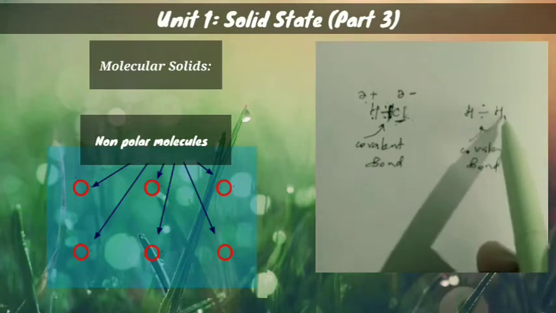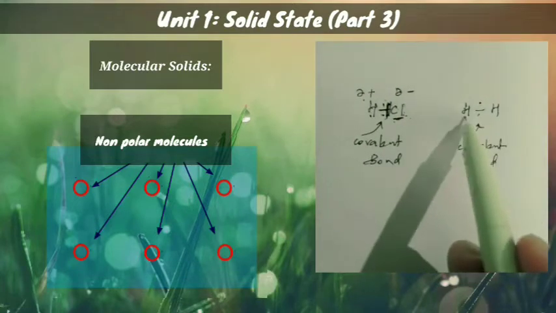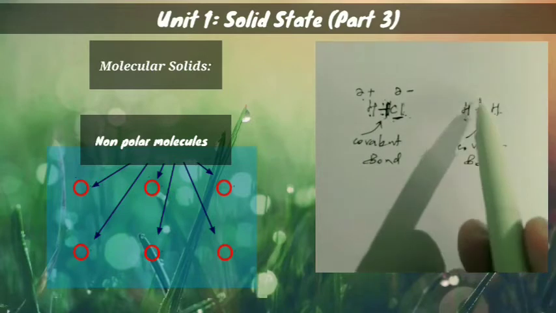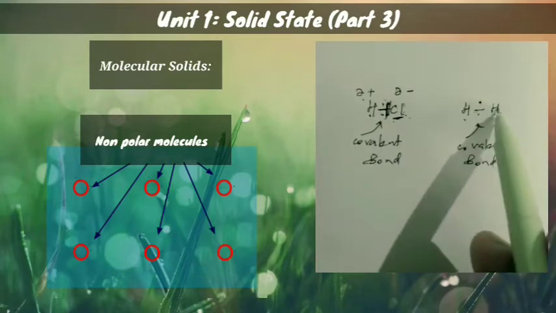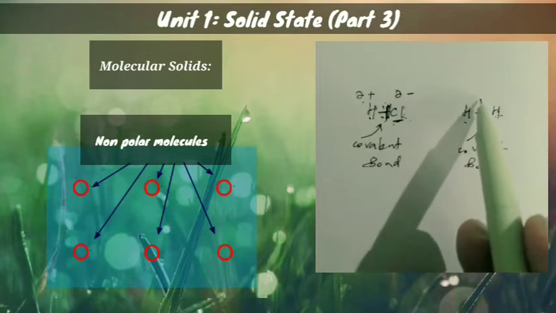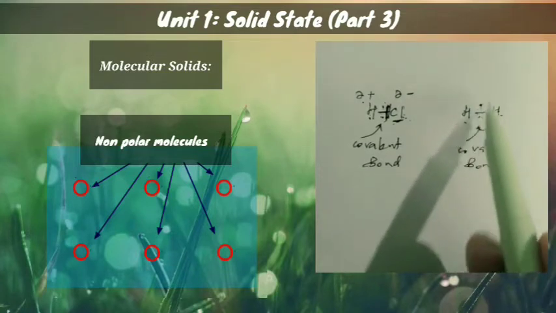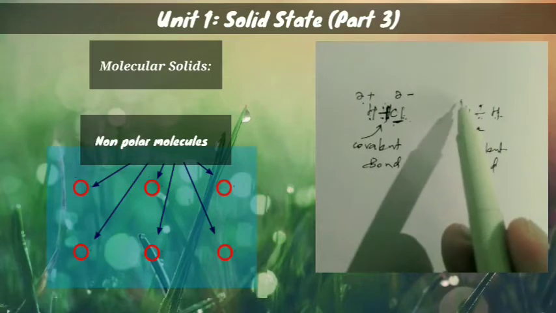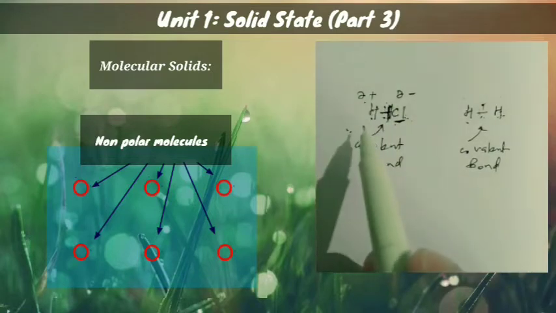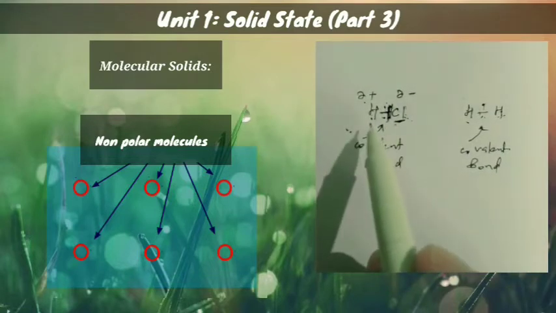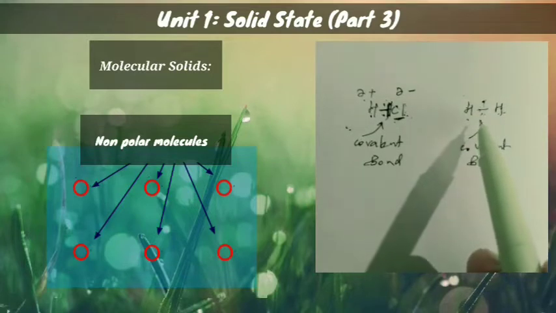But in this case, the electronegativity of this hydrogen and this hydrogen is the same, so the electron pair will remain at the center of the bond. So no polarity will be there. This one will be a polar bond, so this molecule will exhibit polar nature, and this will exhibit what?